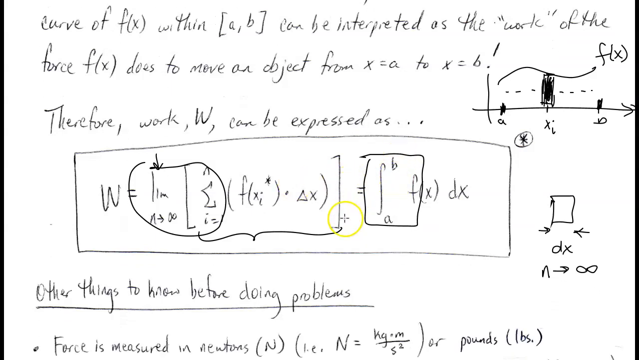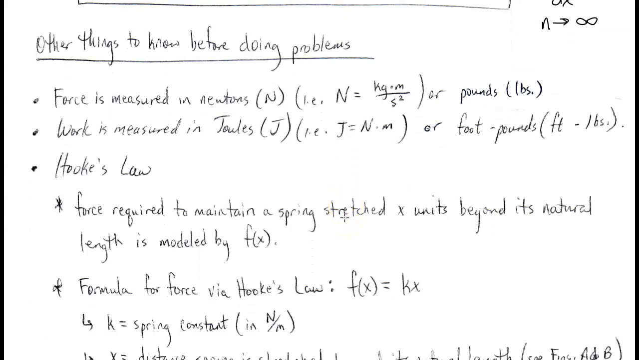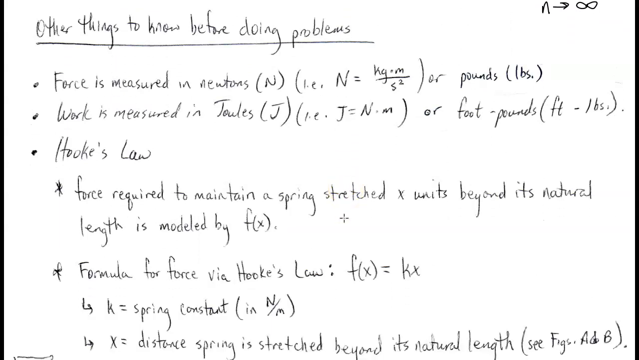Okay. Now, some other side notes that are important as we begin to work on and model problems that have this concept in them. The first thing is that force is going to be measured in newtons if we're talking about international units. And of course, a newton is just a kilogram meter per second squared. Or if we're doing English units or imperial units, that will be in pounds. Okay. So work is going to be measured in joules, which is just a newton meter, or newtons times meters. Of course, in imperial units, most of the time it's going to be measured in foot-pounds.